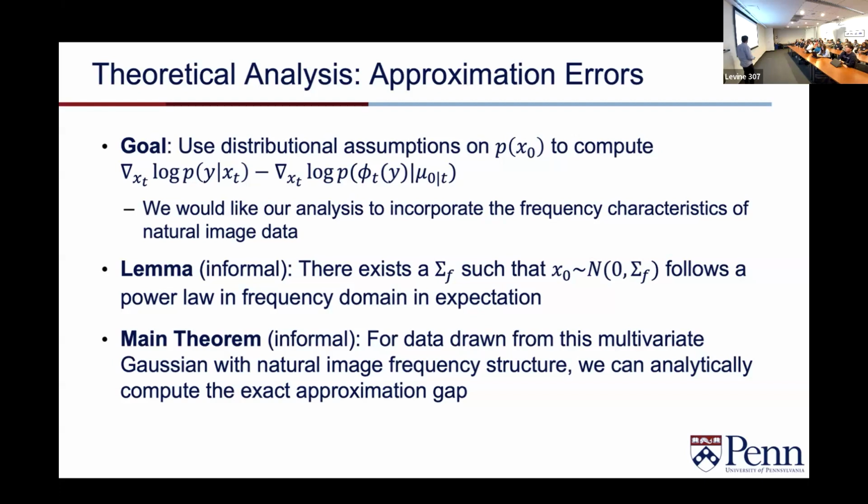But multivariate Gaussians might not have the frequency structure that we want, right? And so this nice lemma allows us to connect the two by saying that you can construct a very specific covariance for your Gaussian distribution such that data drawn from that distribution will follow a power law in the frequency domain, which is the frequency characteristic that natural images follow. And if you were to do this, then you can precisely quantify what the approximation gap is.